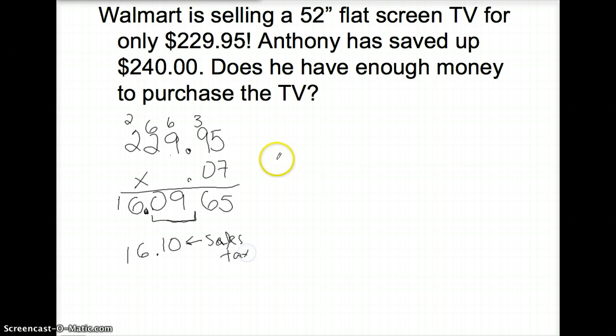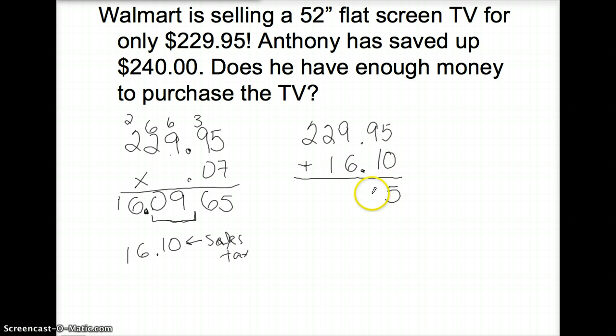This is sales tax. So we need to add the sales tax back to the original price of the item, which was $229.95. So we need to line up our decimal. We add them up. 5 plus 0 is 5. 9 plus 1 is 10. 9 plus 1 is 10 plus 6, that is 16.